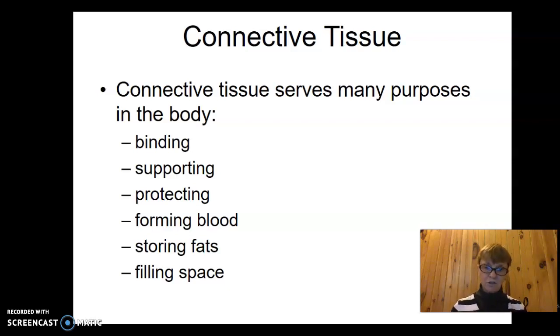So connective tissue has a lot of jobs. It binds, it supports, it protects our bones, it forms blood, which is one of the things you probably did not know. Connective tissue is where fat is stored, and it helps fill spaces.